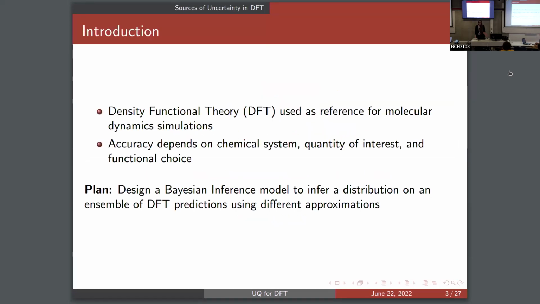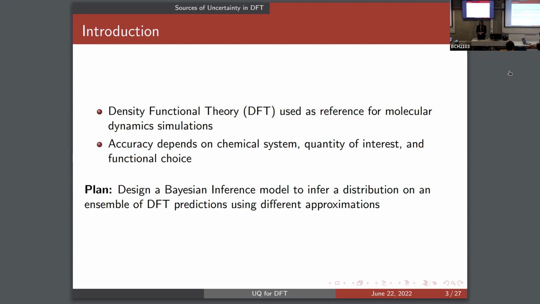At this point in the workshop, we've seen several examples of cases where DFT predictions are useful as references in higher scale simulations, particularly molecular dynamics simulations. And we're all aware of the danger that can occur if we're using these predictions as reference values without taking into account how different approximation choices can affect the actual DFT predictions.